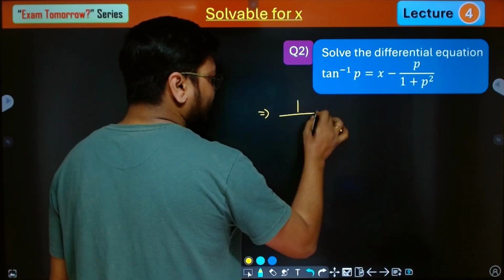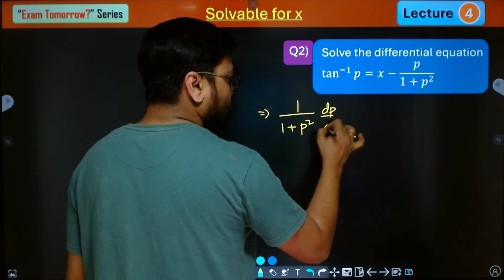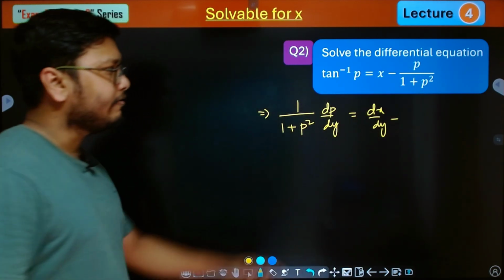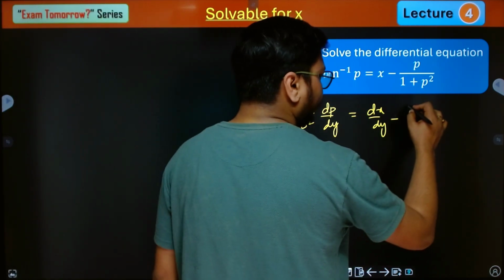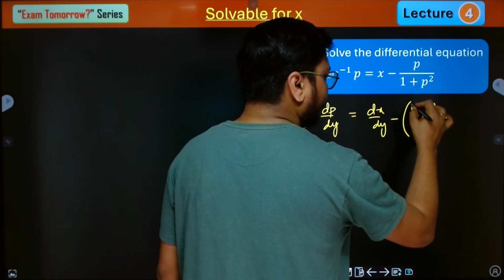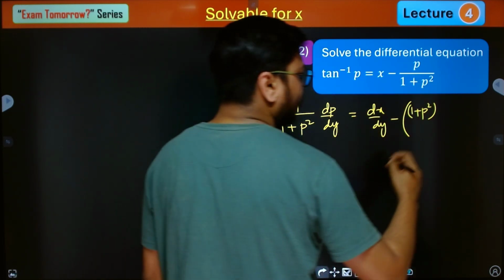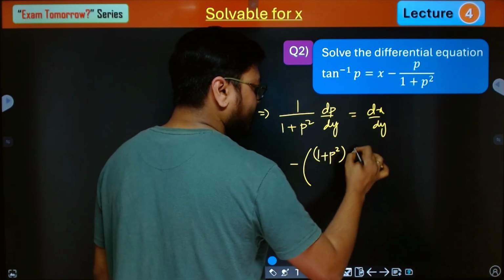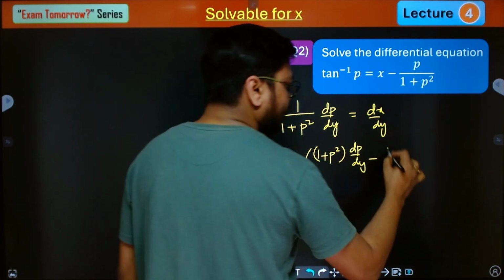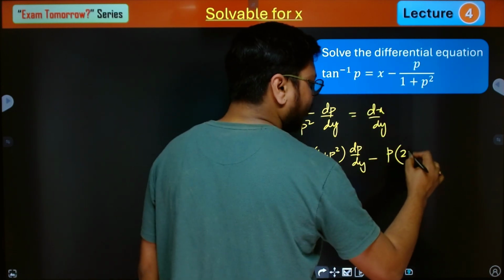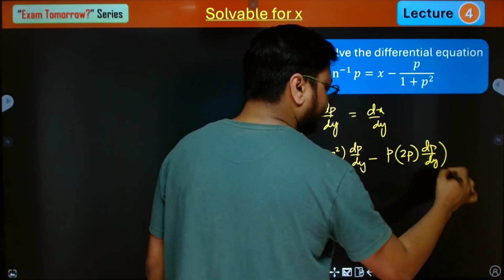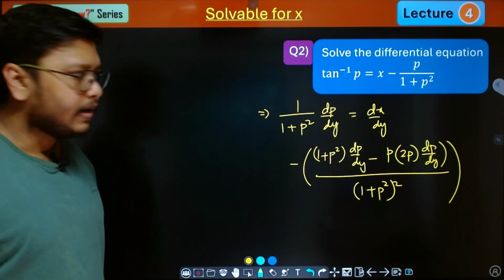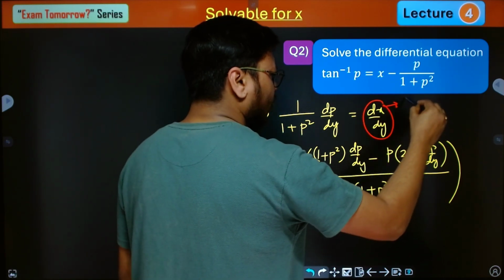So derivative of tan inverse would be 1 by 1 plus p square with respect to y. So dp dy equals dx dy. We need to do a division rule over there, u by v. So that would be 1 plus p square into derivative of p, let me write it in the next line, 1 plus p square, derivative of p would be dp dy, minus p into derivative of denominator would be 2p dp dy, whole divided by 1 plus p square whole square, right? Now again dx dy, this would mean 1 upon p.